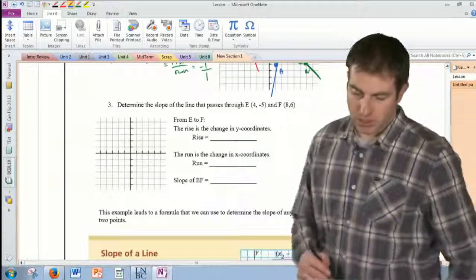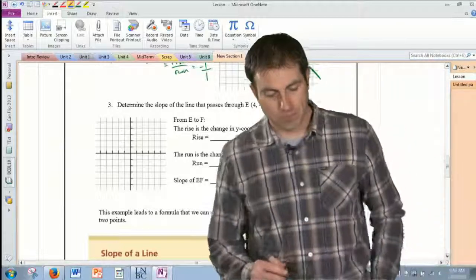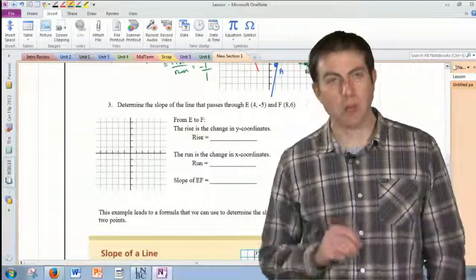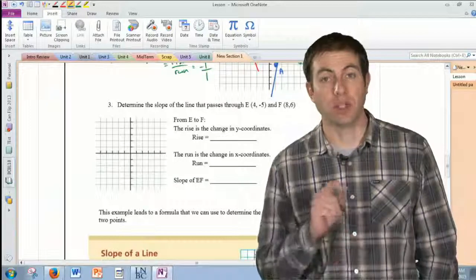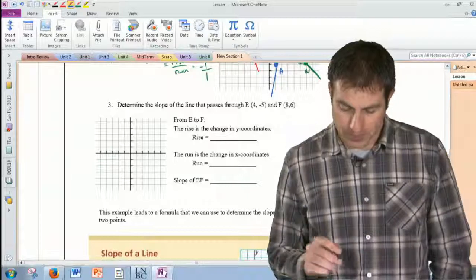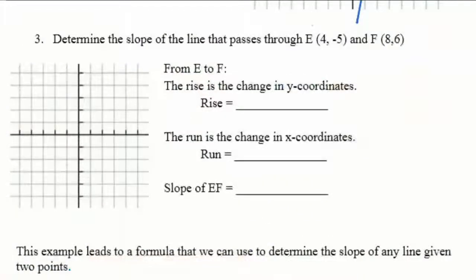Example number 3, determine the slope of a line that passes through 4, -5 and 8, 6. So let's plot these 2 points on our graph, and then we'll see if we can go rise over run to connect the 2 points. So 4, -5. Remember when we have these points, our first is our x, our second is our y. So the x is +4. And then I go down 5. So 1, 2, 3, 4, down 1, 2, 3, 4, 5. So that's point E.